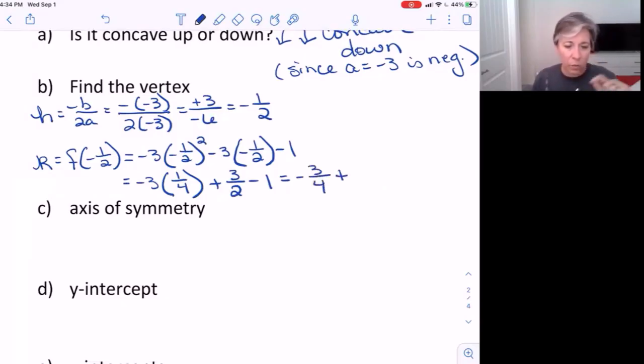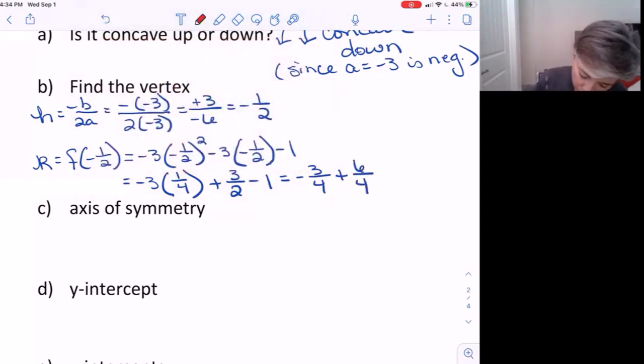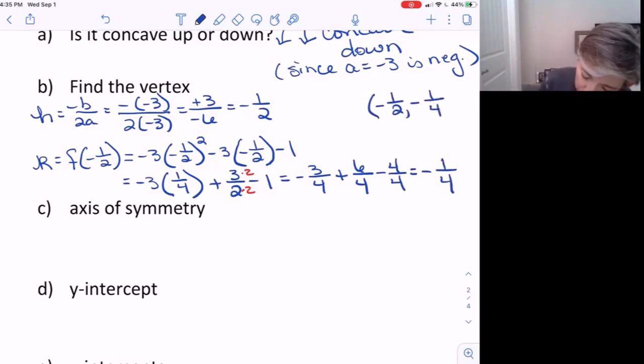Plus, I'm going to change that 3/2 to have the same denominator. So that is 6/4. If you've forgotten how to do that, multiply top and bottom by the same number to get that 4 in the denominator. And same thing with the minus 1. We're going to write that as a negative 4/4. This gives us a negative 1/4. So we have a vertex of negative 1/2, negative 1/4.